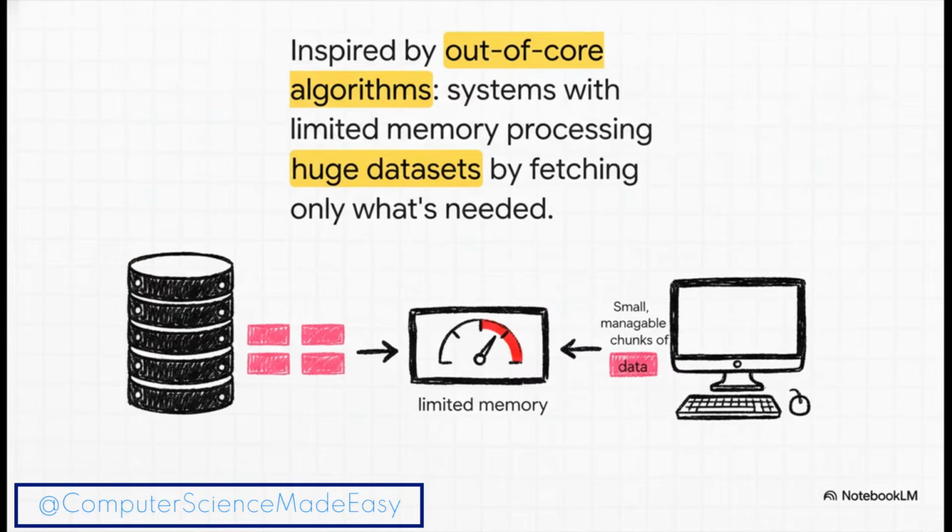Now, if you've been around computer science for a bit, this might sound familiar. The inspiration comes from a classic concept called out-of-core algorithms. Just think about a computer with, say, not a lot of RAM, trying to process a huge file. What does it do? It doesn't try to load the whole thing at once. It would crash. Instead, it cleverly fetches only the little chunks it needs from storage, piece by piece. It's a really brilliant analogy for what they're doing here.